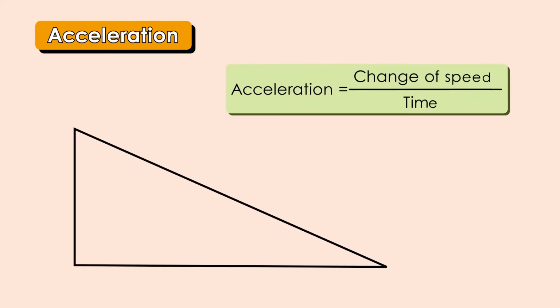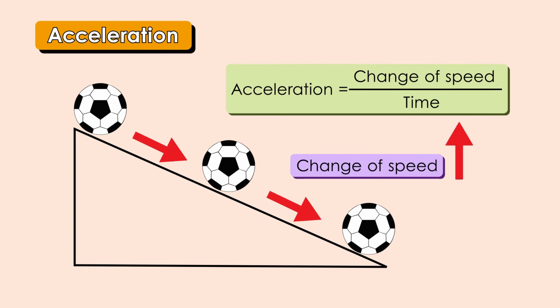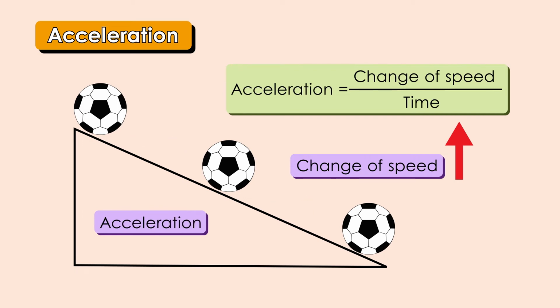Look at the movement of the ball. If we drop a ball from the top of the slope, the ball rolls down fast and the speed increases, right? Well, then what would happen to the change of speed? Yes, the change of speed increases too, where the final speed is higher than the initial speed of the ball. In this situation, the rate of change in speed is positive and we call it acceleration.